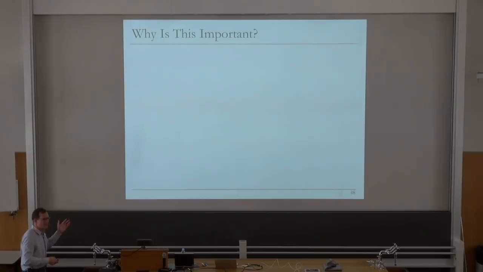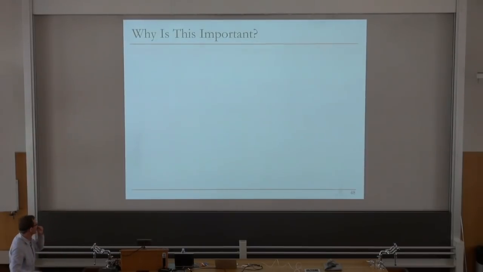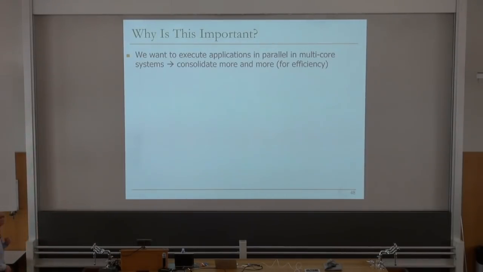Okay, so why is this important? Let's go back, because somebody can say, oh, I don't care, right? I don't care if this is happening. Usually people care. But basically it's important because there's a higher level design goal that someone is trying to achieve. We want to execute applications in parallel in a multi-core system, and you want to consolidate more and more for efficiency. And the interference is happening. I'm going to get into the interference more, but interference between these applications is happening because they're running together. And we want to keep this.